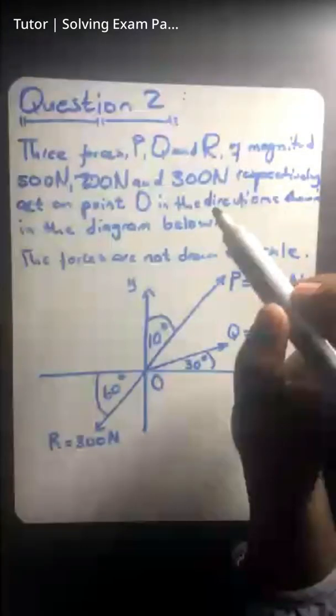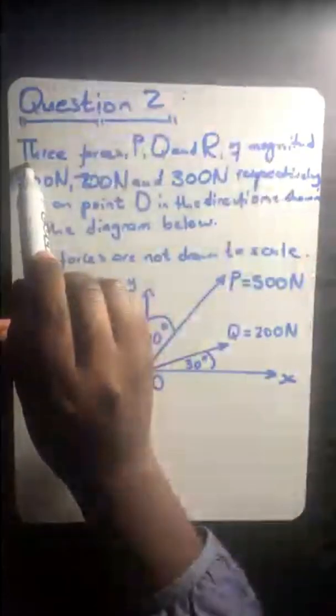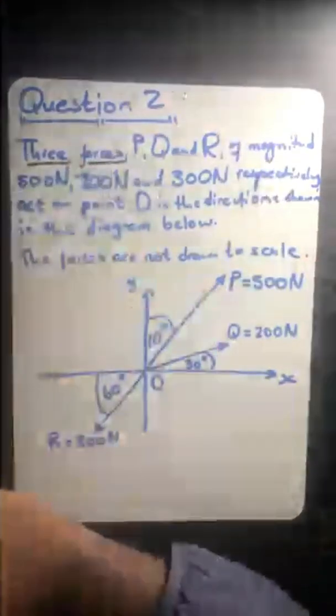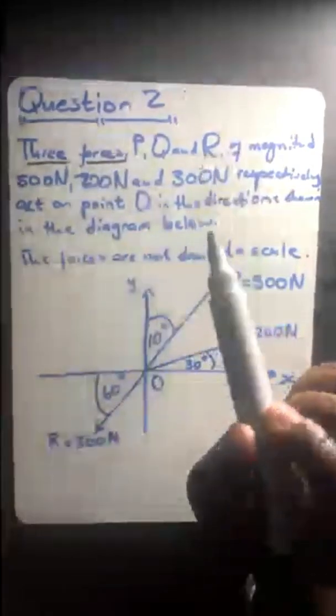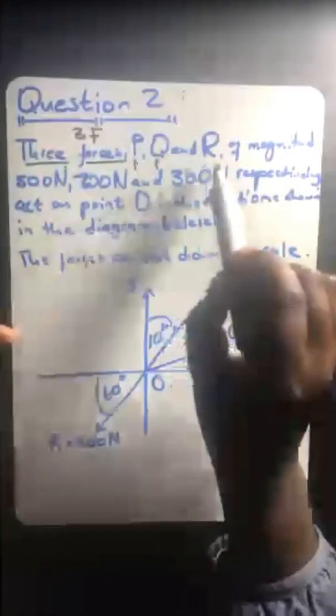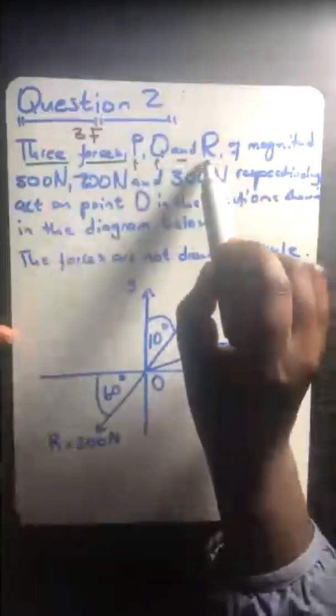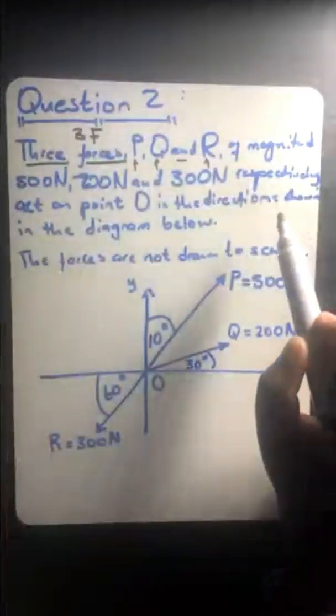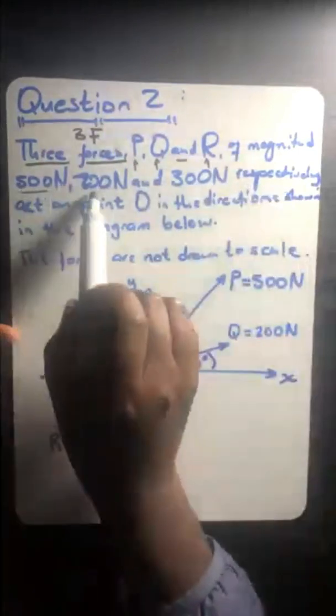So what I'm noticing there is that we are talking about 3 forces. Very, very much importantly. So that means it is 3 forces that I must be aware of. And those forces are given names. The first force is called P, second force Q, and the third force called R. So that means it follows the order of these letters, which means 500 is for P, 200 is for Q, 300 is for R.